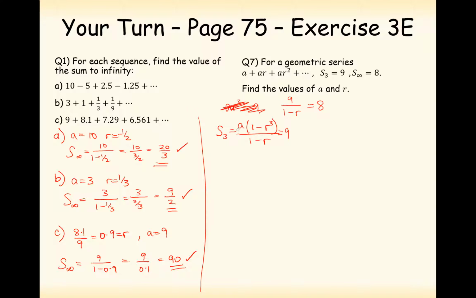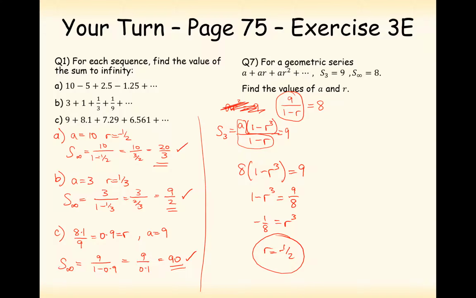So in this case here, what we're going to do is replace the a over 1 minus r term in the s3 term here with 8. So it's going to be 8 times 1 minus r cubed equals 9. Divide through by 8, so we're going to get 1 minus r cubed equals 9 over 8. Subtract this onto the other side and add r cubed onto the other side, and we're going to get minus 1 over 8 equals r cubed. So r here is going to equal minus a half, which was my suspicion that r would be negative here.